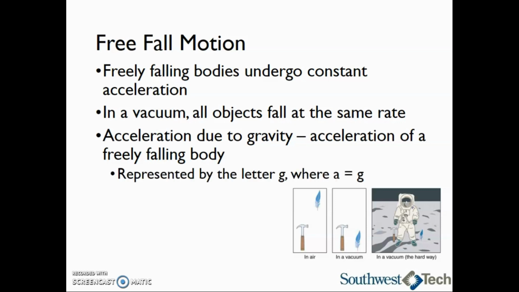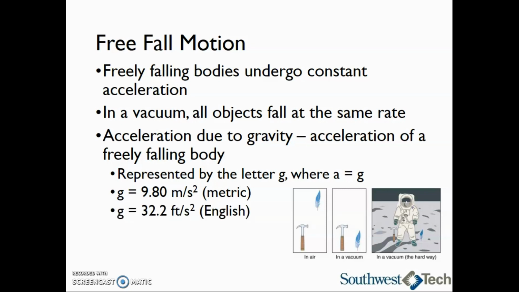Acceleration due to gravity is represented by the letter g for gravity, where a, acceleration, equals g, gravity. On Earth, the acceleration due to gravity, g, is 9.80 meters per second squared, or 32.2 feet per second squared, depending on which system our other units are in. As I just mentioned, these are the values for Earth.